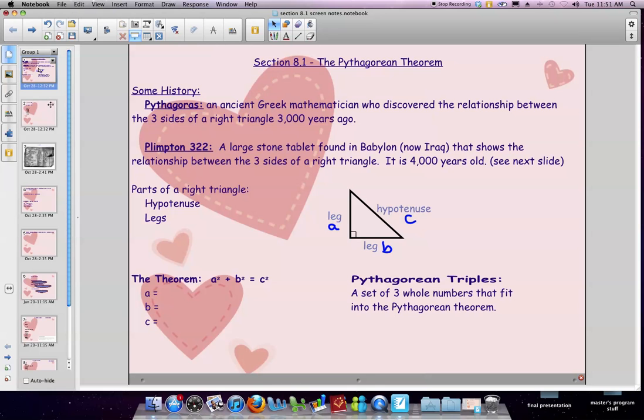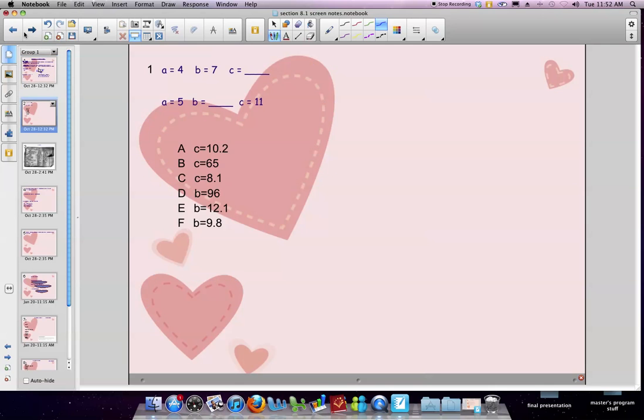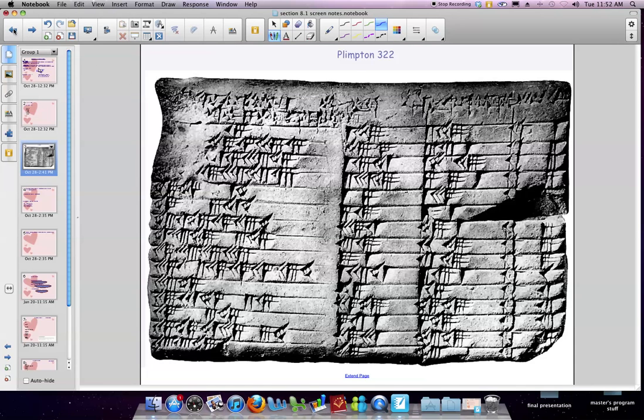Trying to change slides. Sometimes it works better than others. This is frustrating. There we go. Oh, shoot.